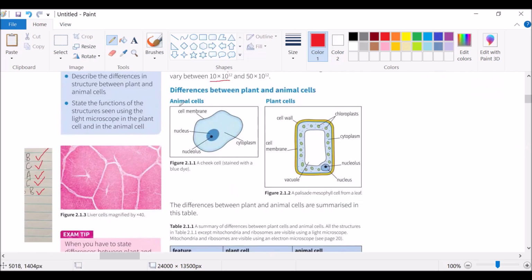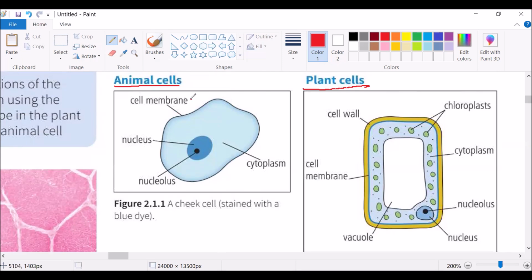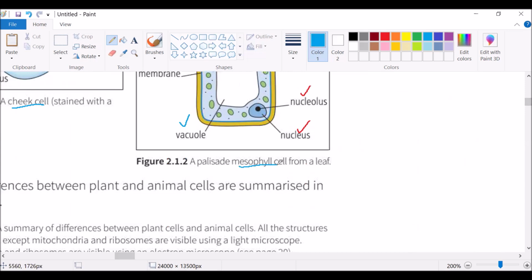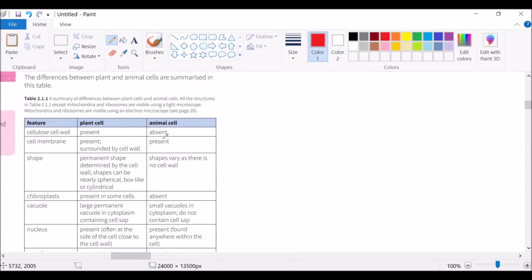The diagrams below show a typical animal cell and a typical plant cell. The similarities are that both have a cell membrane, a nucleus with a nucleolus, and cytoplasm, but plant cells have a cell wall, chloroplasts, and a vacuole in addition. So this is a typical cheek cell from inside the mouth, and this is a typical palisade mesophyll cell from a leaf. The diagram below is a summary of the difference between plant and animal cells.